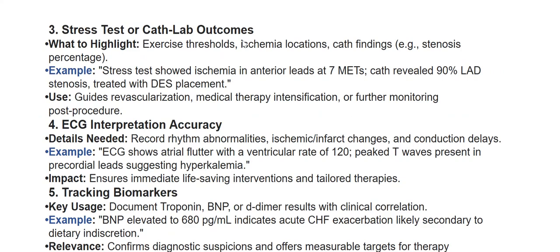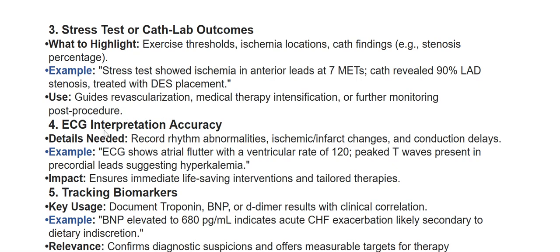Stress test or catheter lab outcomes. What to highlight: exercise thresholds, ischemia locations, cath findings, for example, stenosis percentage. Example: stress test showed ischemia in anterior leads at 7 METs. Cath revealed 90% LAD stenosis treated with DES placement. Use: guides revascularization, medical therapy intensification, or further monitoring post procedure.